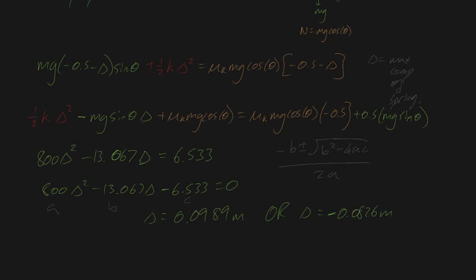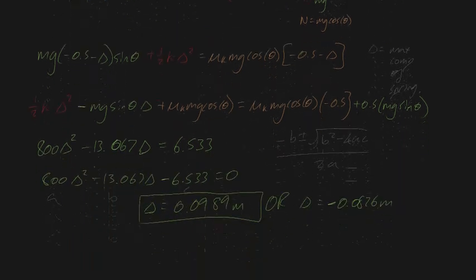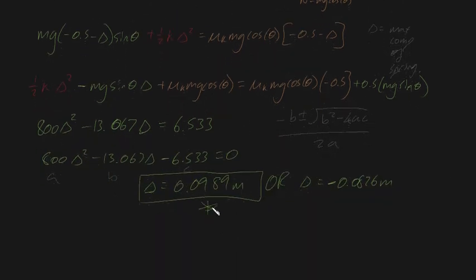Okay? Now, here it becomes a matter of common sense. This value is clearly the correct one because it's positive, right? You can't have a negative compression of your spring. Well, I guess you could, but that would be expanding it out, not compressing it. And clearly in this particular case, the spring is being compressed. So this is definitely the value which is true. This is your maximum compression of your spring.